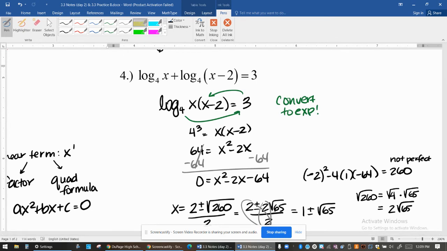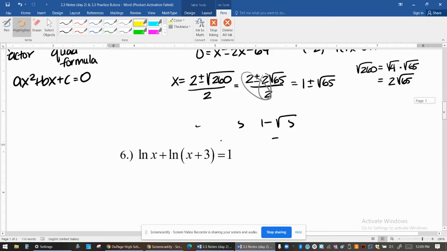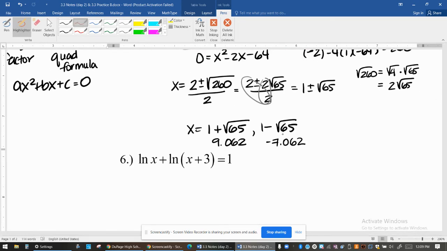Well, look, this guy had a variable, so did this one, right? One of the answers was negative 7.062. If I substitute negative 7.062 into number 4, that's not going to work. Same if I substitute it here. So the negative, no bueno. We don't want it.